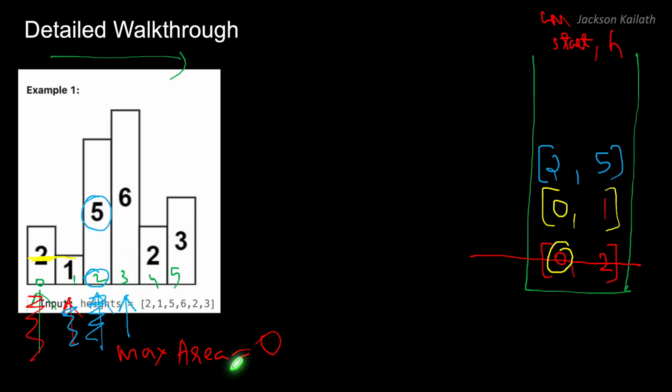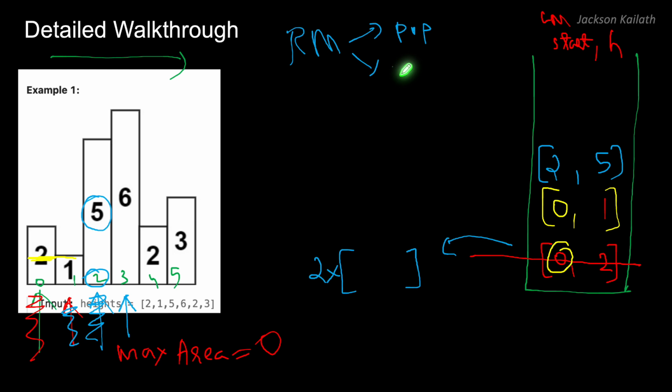Now again, I missed one thing. When we popped this, we also have to find the maximum area that can be formed using this bar. And that can be found as 2 into the applicable width. And again, this is the case for popping. Remember, for the right margin, there were two scenarios, popping and not popping. This is the scenario of popping.